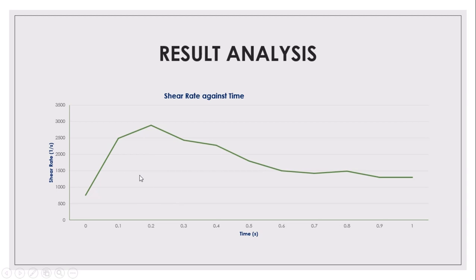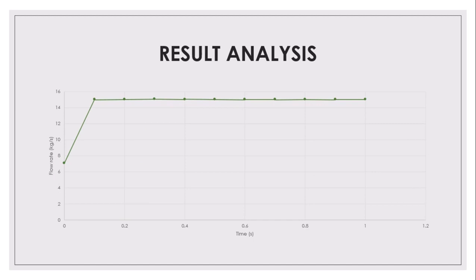Looking at the fluid flow rate, just like we had in the pressure of the system, we had an initial spike in fluid flow rate from around 7 kilograms per second to more than 15 kilograms per second mass flow rate within the system. And then for the remaining time considered for the study, we're seeing a relatively constant mass flow rate across the period.